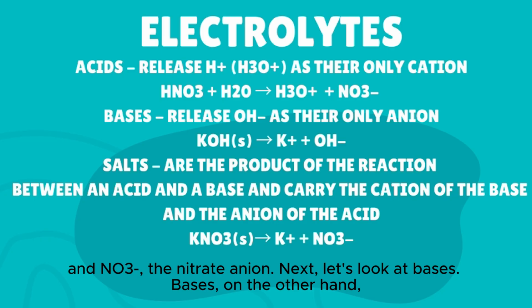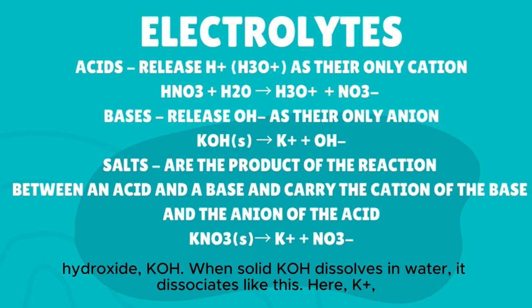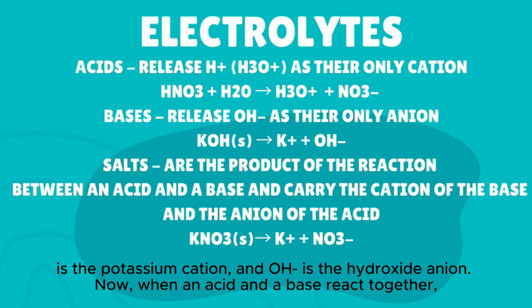Next, let's look at bases. Bases, on the other hand, release hydroxide ions, that is OH-, as their only anion in water. A classic example is potassium hydroxide, KOH. When solid KOH dissolves in water, it dissociates like this. Here, K+ is the potassium cation, and OH- is the hydroxide anion.